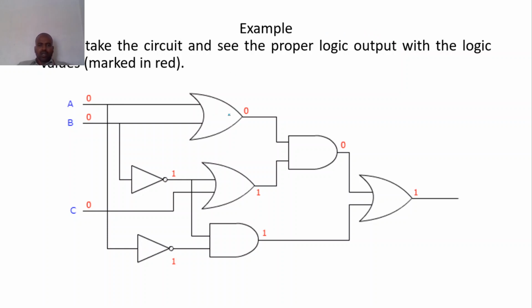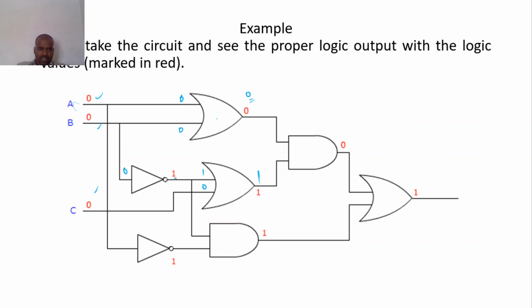Okay, so let's directly go to the problem. So see, this is one circuit given. Initially the values are taken 0 0 0. So this is 0, this is 0. So 0 0 in the OR gate, 0 will come, and here 0 will come, and NOT gate, so 0, the complement is 1. So here 1 will come, and this is 0. So 1 0 here in the AND gate, 1 will come.